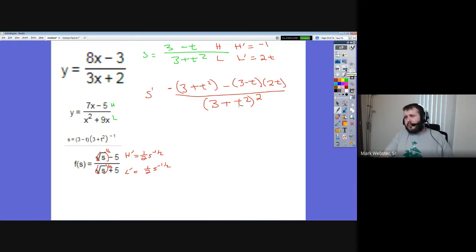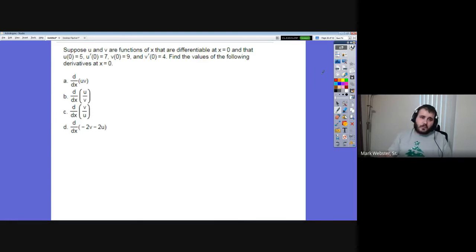Now we have other problems I just want to show you because they're good problems to dissect and talk about, especially with the directions. The directions are super important for a lot of these, so I wanted to go over them. So let's look. Suppose u and v are functions of x that are differentiable at x equals 0, and that u of 0 equals 5, u prime of 0 equals 7, v of 0 equals 9, and v prime of 0 equals 4. I want to find the values at x equals 0.